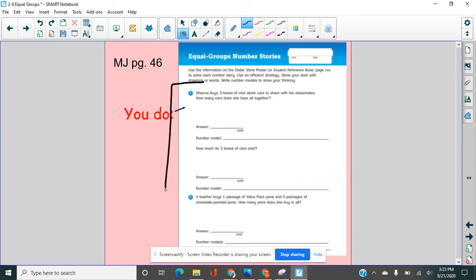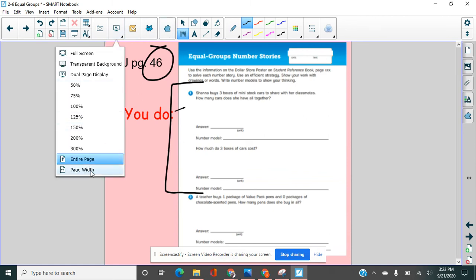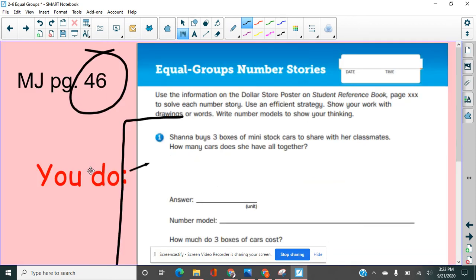Now, number 1 goes all the way down half the page. This is Math Journal, page 46. And in fact, go ahead and open to this because I'm going to write something down on here that you need to write also. All right, so we're on this page. The directions say, let's make this bigger, use the information on the dollar store poster in the student reference book, and that's the page that I've been showing you, to solve each number story, right? Use an efficient strategy. Share your thinking with drawings or words, so you can do drawings if you want. Write number models to show your thinking.